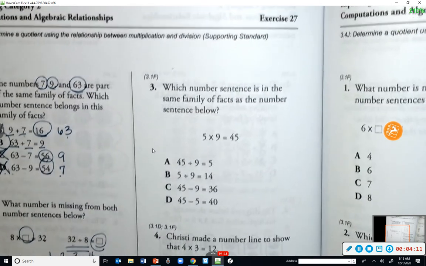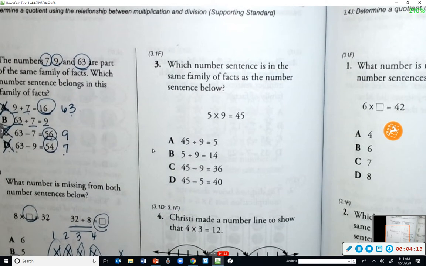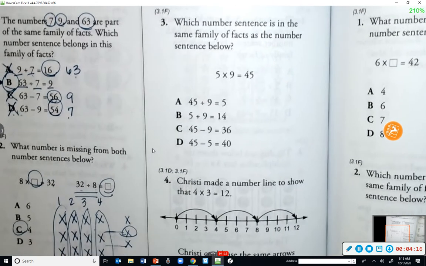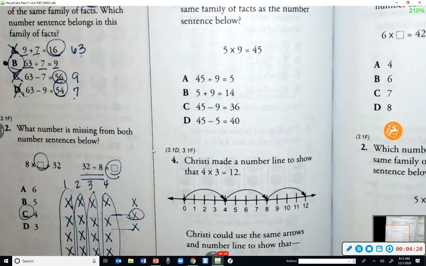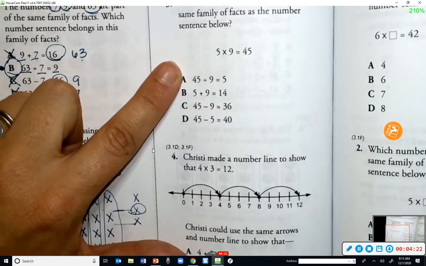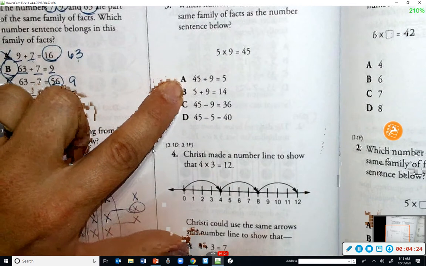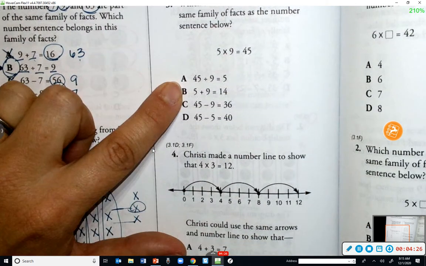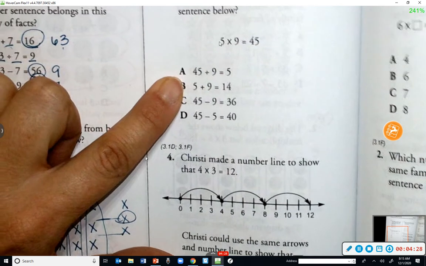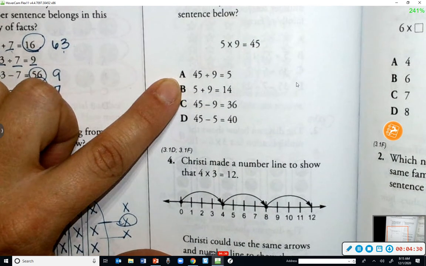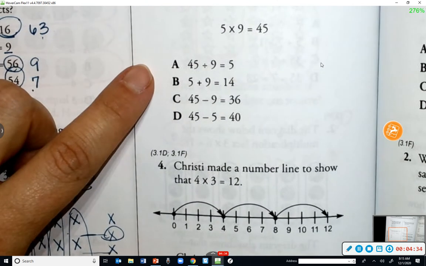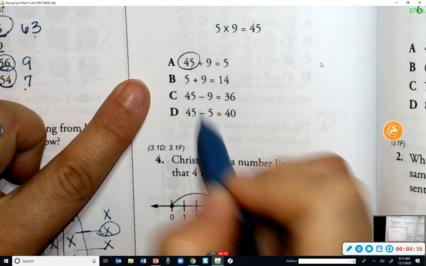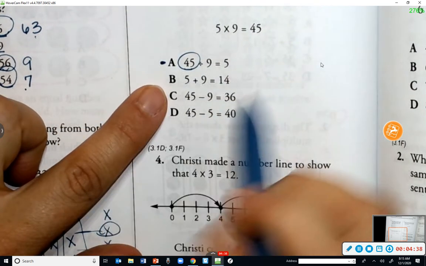Okay, number 3. Which number sentence is in the same family of facts as the number sentence below? 5 times 9 equals 45. So I'm going to look at my answer choices. A, what do we think about A? Yeah, that looks good. It has all of the same numbers, 45, 9, and 5. Are they in the correct position? Yes, the biggest number needs to go in front. So far that looks good.